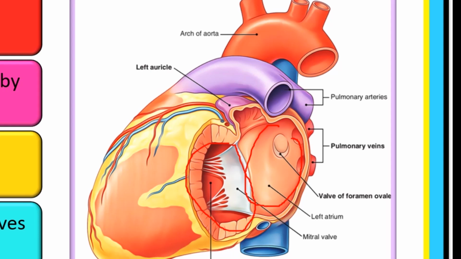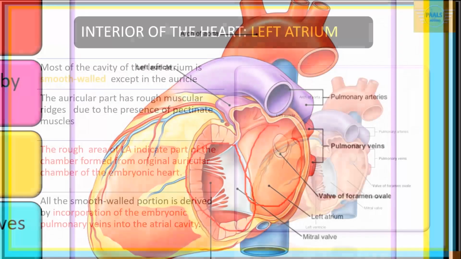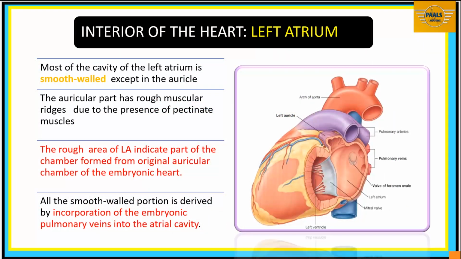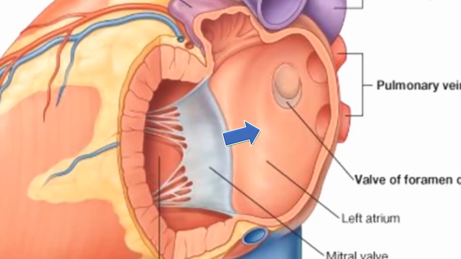Now the remaining part of the wall is called the posterior wall, and it is the inflow part, which receives the 4 pulmonary veins. We can see that most of the cavity of the left atrium is smooth-walled. Let's look at the smooth appearance of most of the cavity. It's smooth-walled, except for this part we can see here. This is the auricular part of the left atrium.